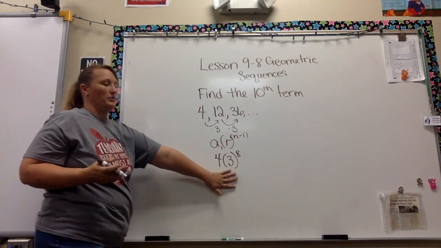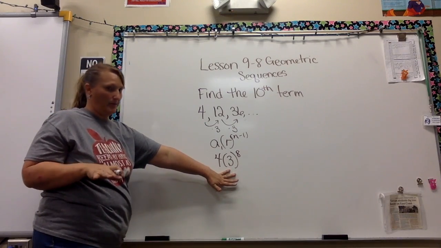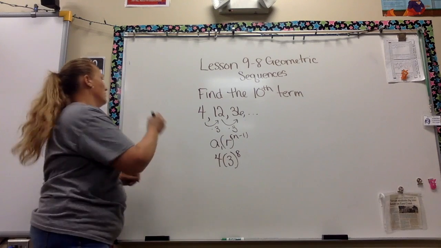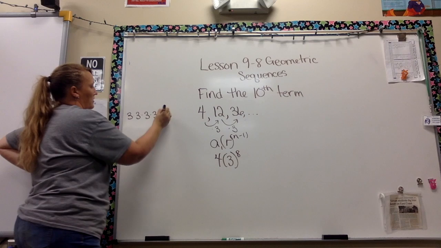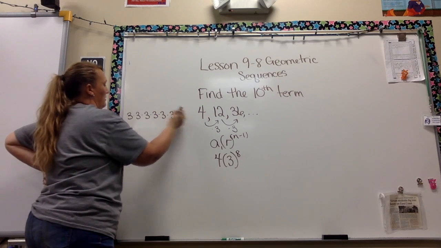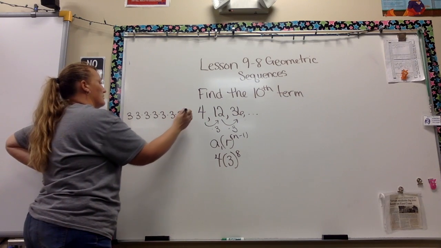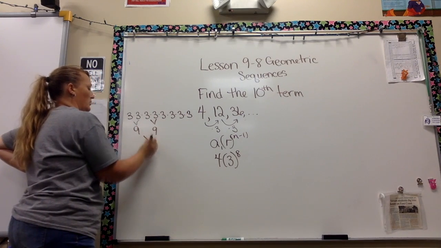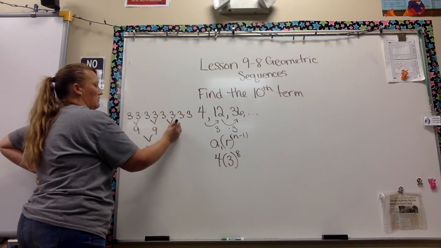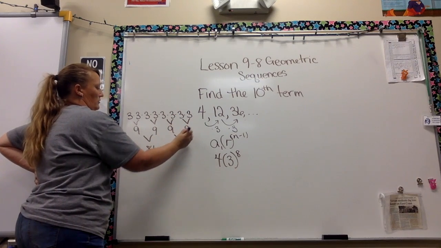Now, again, do not multiply this first. That does not follow PEMDAS. Make sure you're doing the exponents first. So we're going to do 3 to the 8th power, and I'm sure you can do this faster in a calculator than I can do it on the board. 3 times 3 is 9, and 9 times 9 is 81, so it looks like 81 times 81.